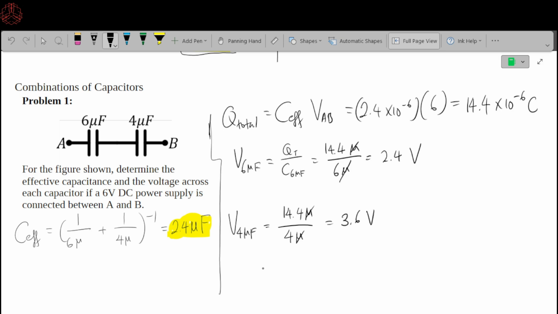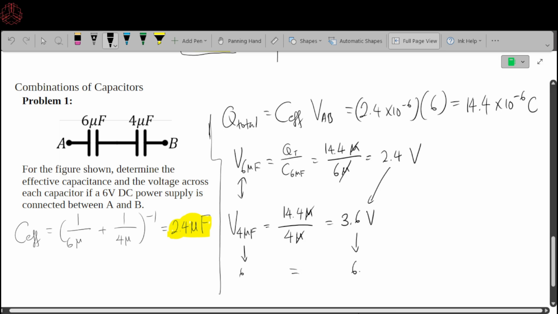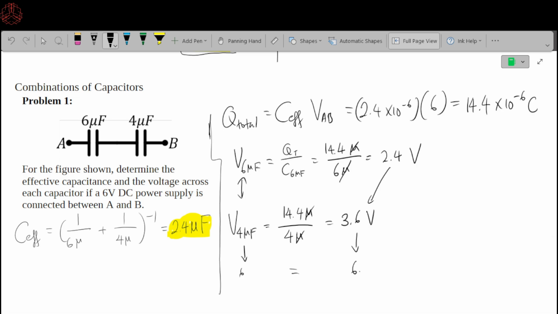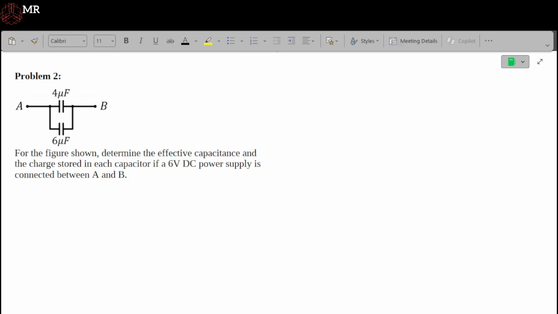A quick check is that these two, when added, should give me 6. If I add 2.4 to 3.6, I'm left with 6. So they match. All right, so that is for problem 1. After this, we're going to look at what happens if they're in parallel.